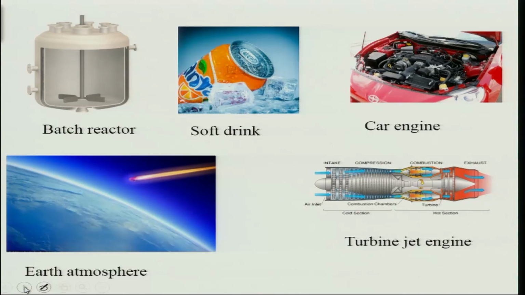So this could be an example of a system. If you are interested in understanding the reaction in a reactor, then the reactor becomes your system. You can put this dashed line like this, and you can make this a system. If you are interested in looking into the changes occurring in the fluid within this can, then that becomes a system, or the car engine, or the atmosphere of Earth, or the turbine jet engine. So these are all examples of systems.